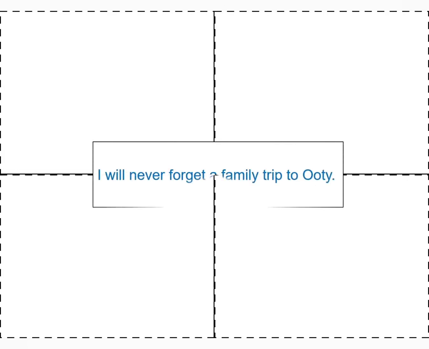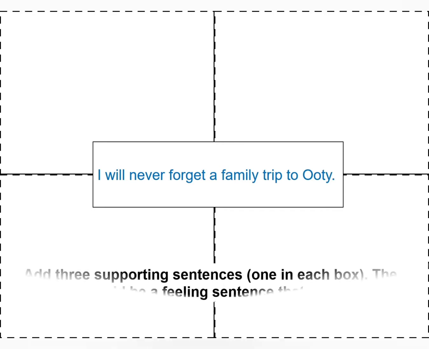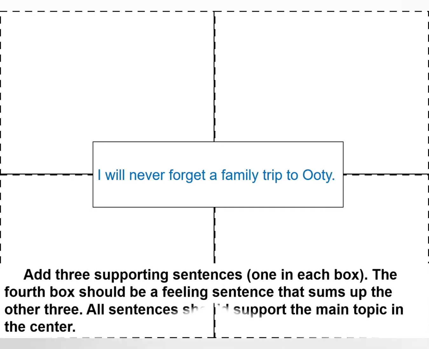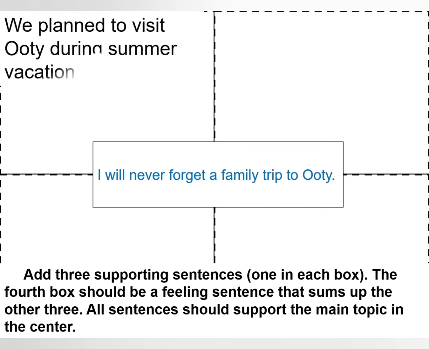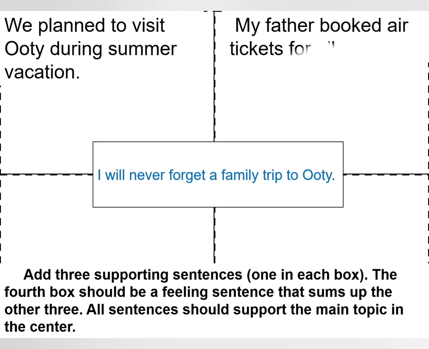In the next slide, you can see the topic sentence is written in the middle of the paper and there are 4 boxes. In the first 3 boxes, you will write some supporting sentences for the topic sentence, and in the last square, you will write a feeling sentence. How do you feel when you go on a family trip?